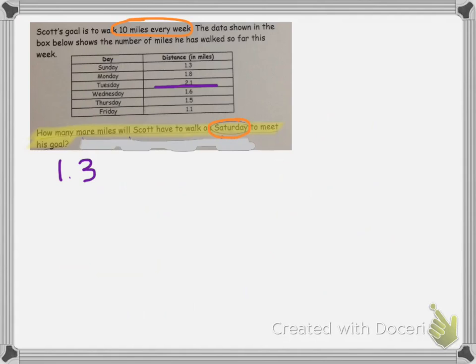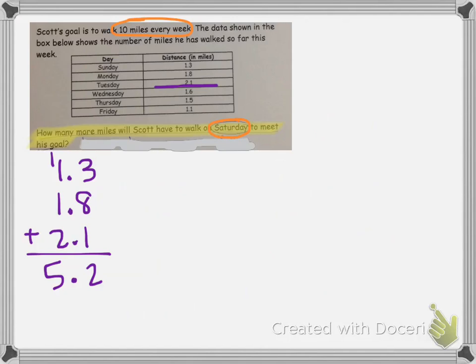Sunday was 1 3/10 miles. Monday was 1 8/10 miles. And then Tuesday was 2 1/10 miles. Okay, so I've lined up all my decimals, drop my decimal down into my answer space, and then we need to go ahead and add. So let's see, 3 plus 8 plus 1 is 12. Carry the 1. 1 plus 1 plus 1 plus 2 is 5. So I have 5 2/10 miles for the first half of the week.